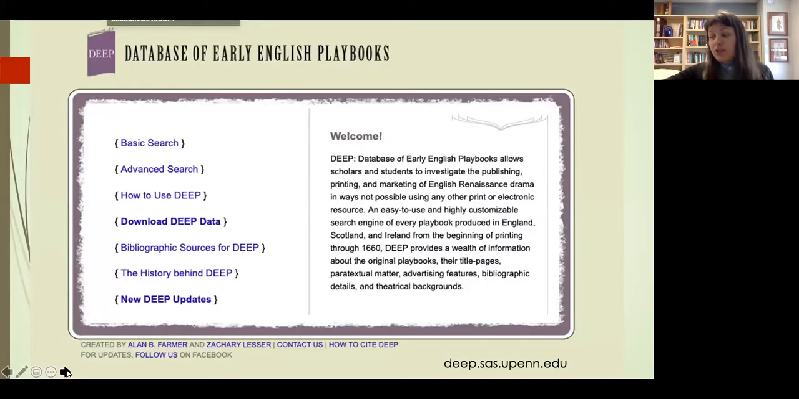At the graduate level, students work with databases designed to facilitate more advanced research, such as the database of early English playbooks created by Alan B. Farmer and Zach Lesser, or the Patrons and Performances website at the Records of Early English Drama. There's also the Early Modern London Theatres from the Records of Early English Drama.